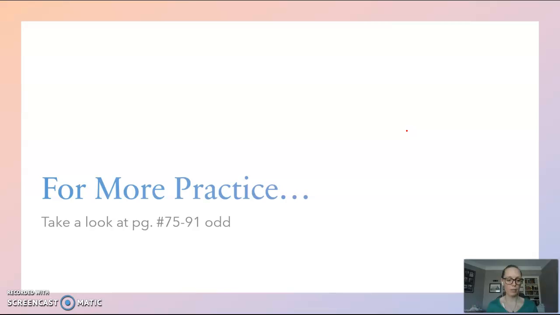If you need extra practice, my goodness, I didn't even put a page number there. Let me find that real quick. You're going to find this on page number 295. So this is page 295 in the textbook, numbers 75 through 91 odd. Remember, I'm always giving you odd problems because then you can check your answer in the back of the book.